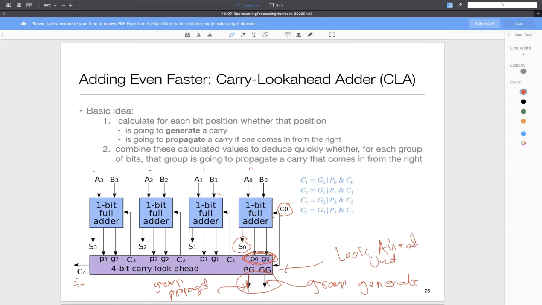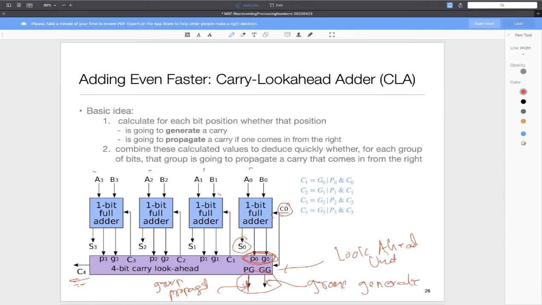The idea is P and G, the propagate and generate signals which I'm getting, have sufficient information for us to immediately decide whether I'm generating a carry, so I can immediately say what is C4, or whether I will propagate the carry if one were to come in from the right. So this becomes a building block.